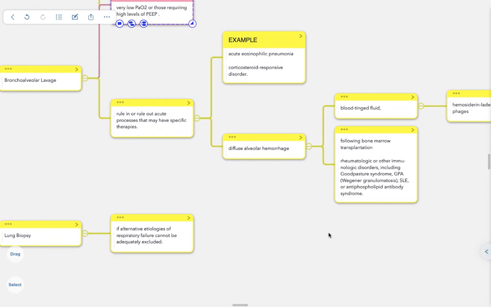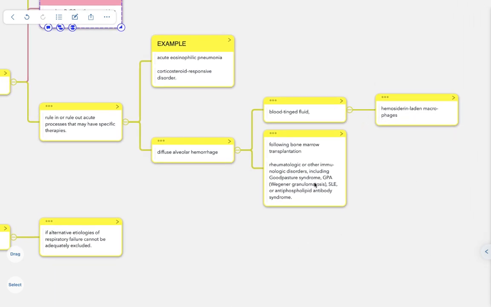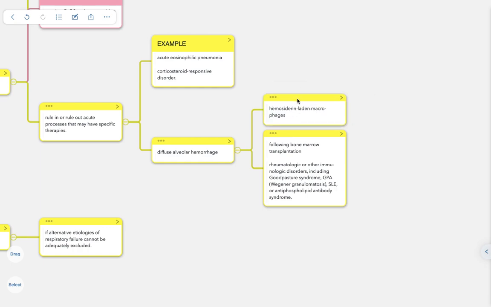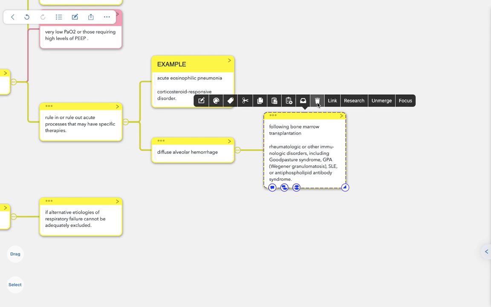DAH, on the other hand, like we said, gives you a blood-tinged fluid and can happen following bone marrow transplantation or in association with vasculitis, and you get hemosiderin-laden macrophages as well. So that is also very important, and DAH also has its treatment, so that is why it is very important.